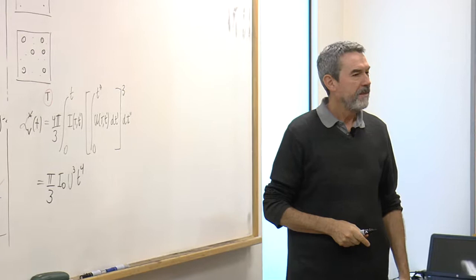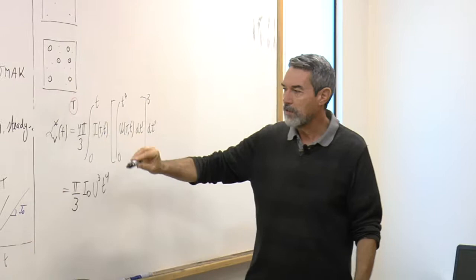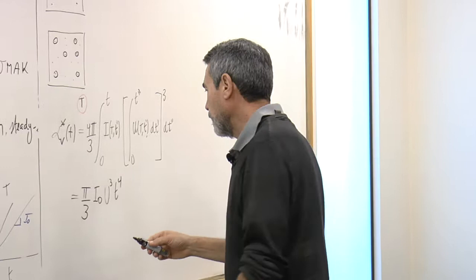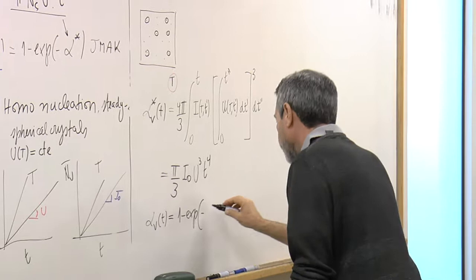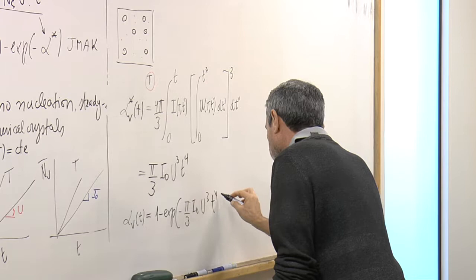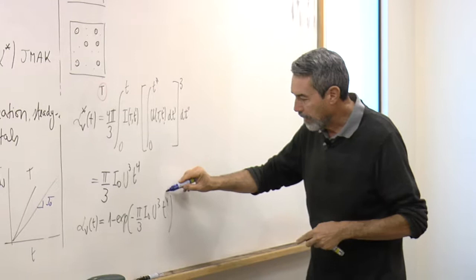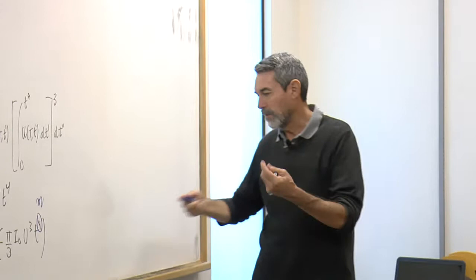Well, this Avrami expression came from the fact that we are assuming spherical crystals, steady state nucleation, constant growth rate. Therefore, the final expression is alpha v as a function of time is 1 minus exp of minus pi over 3 I 0 u cube t 4. This is the Johnson-Mehl-Avrami expression. And the exponent of time is normally called m, the Avrami parameter or Avrami coefficient. This is the Avrami parameter.